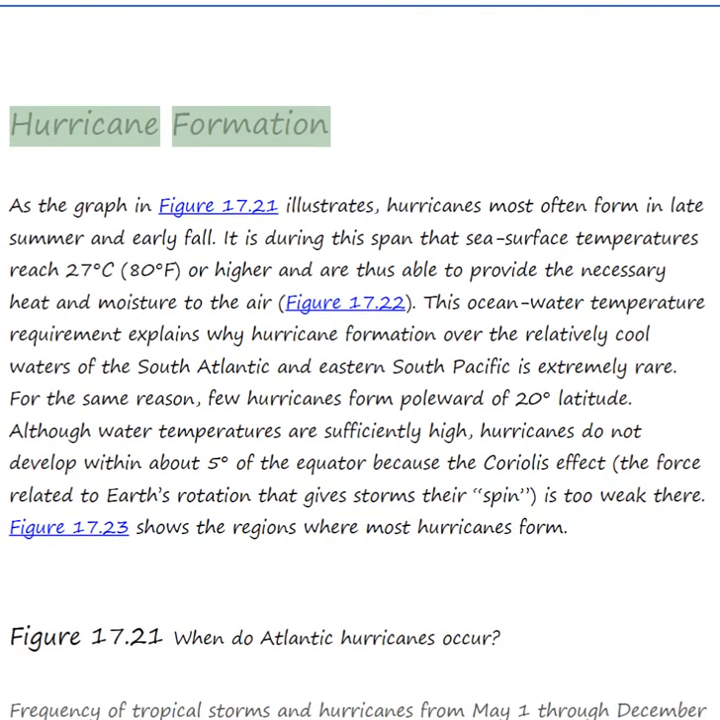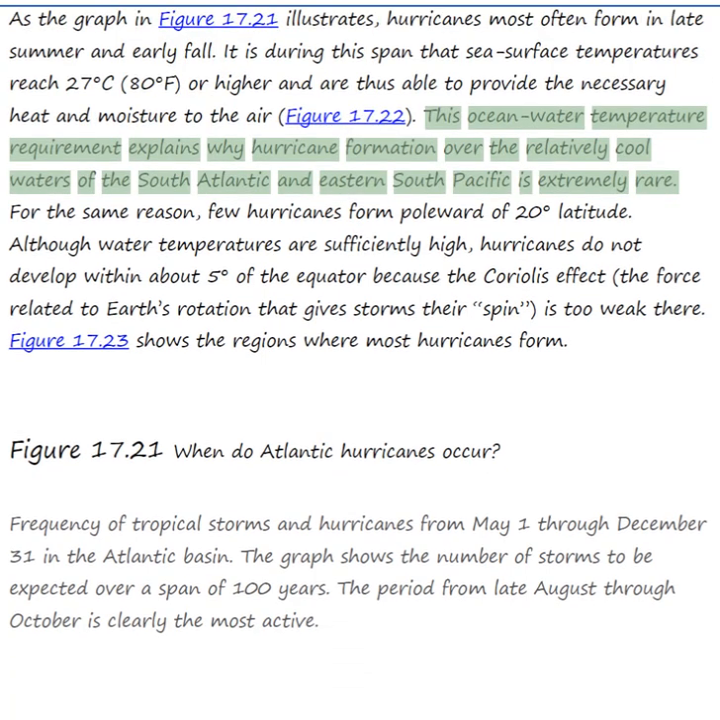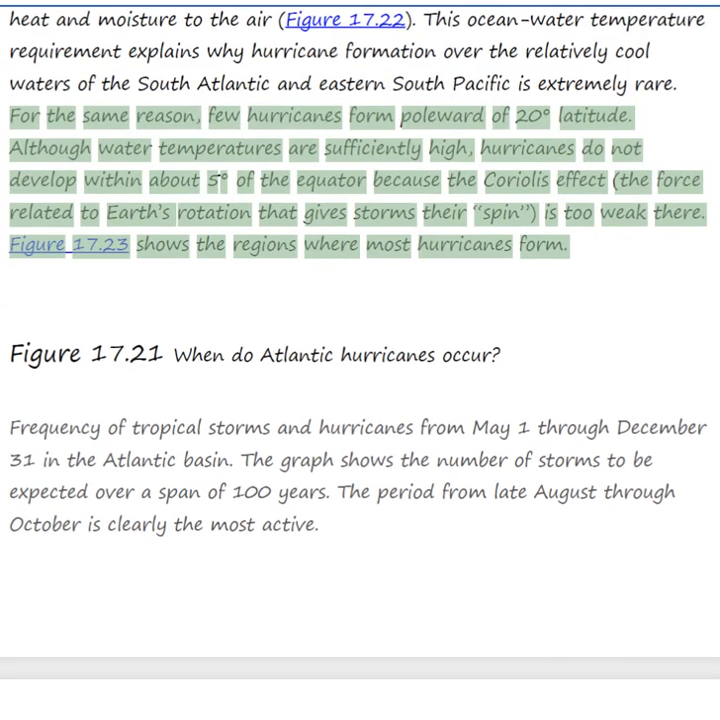Hurricane formation. As the graph in Figure 17.21 illustrates, hurricanes most often form in late summer and early fall. It is during this span that sea surface temperatures reach 27 degrees Celsius or higher and are thus able to provide the necessary heat and moisture to the air. This ocean water temperature requirement explains why hurricane formation over the relatively cool waters of the South Atlantic and eastern South Pacific is extremely rare. For the same reason, few hurricanes form poleward of 20 degrees latitude.